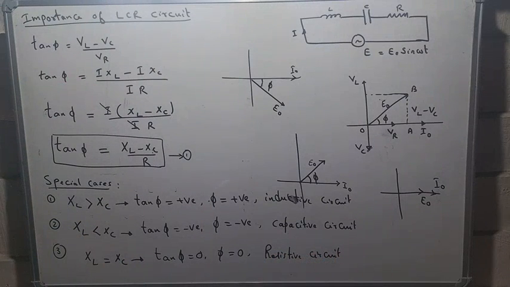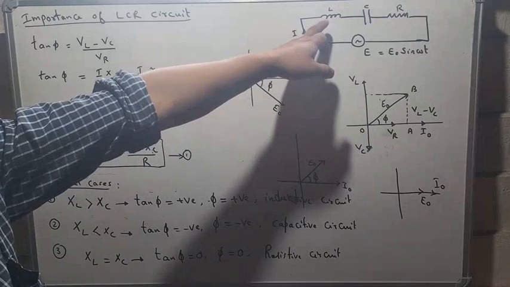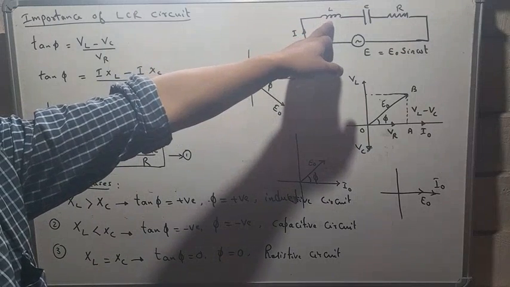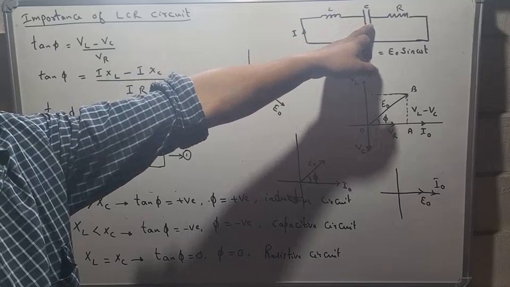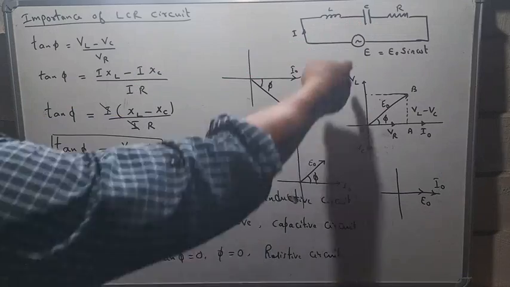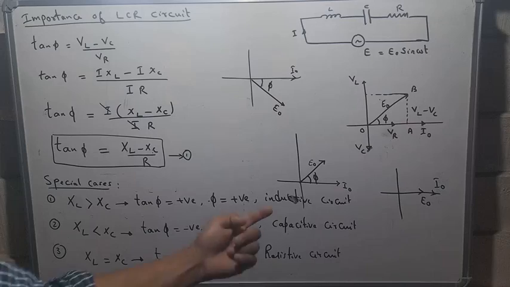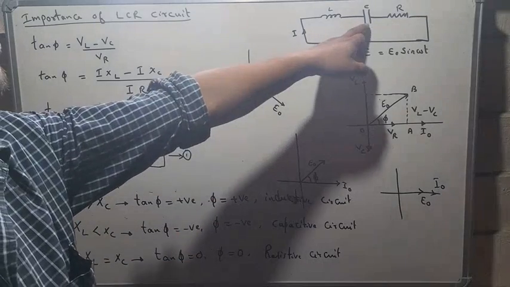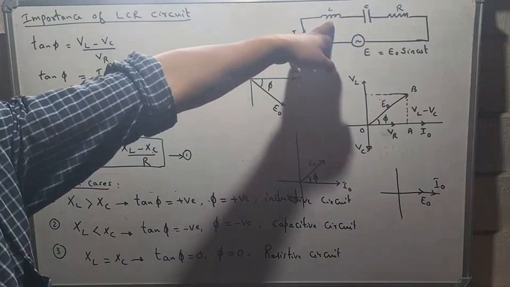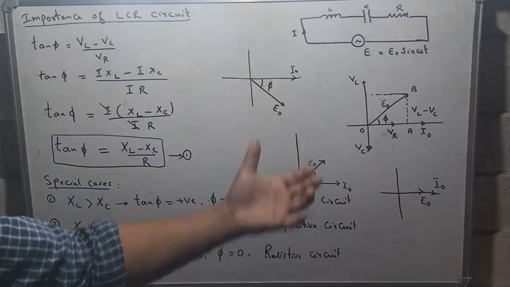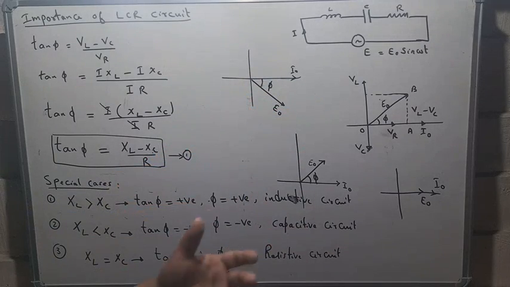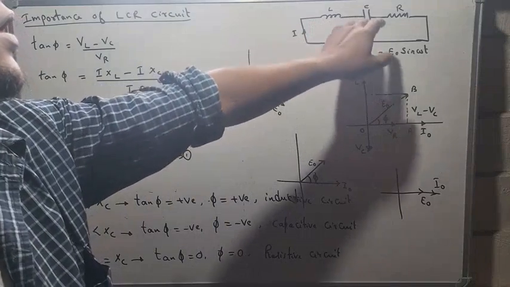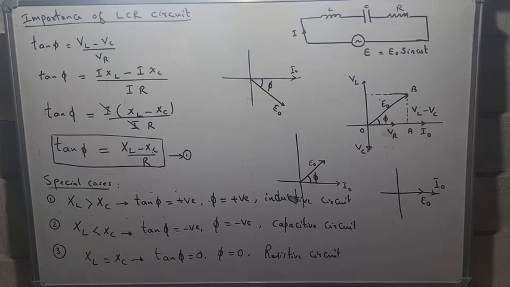So this is the importance of this LCR AC circuit. Please remember, when the resistance offered by the inductor is more than the resistance offered by the capacitor, the whole circuit will behave like an inductive circuit. And when the resistance of the capacitor is more than that of the inductor, the circuit will behave like a capacitive circuit. And when the two are equal, the circuit will behave as if only resistance is connected to the circuit. So this is the importance.